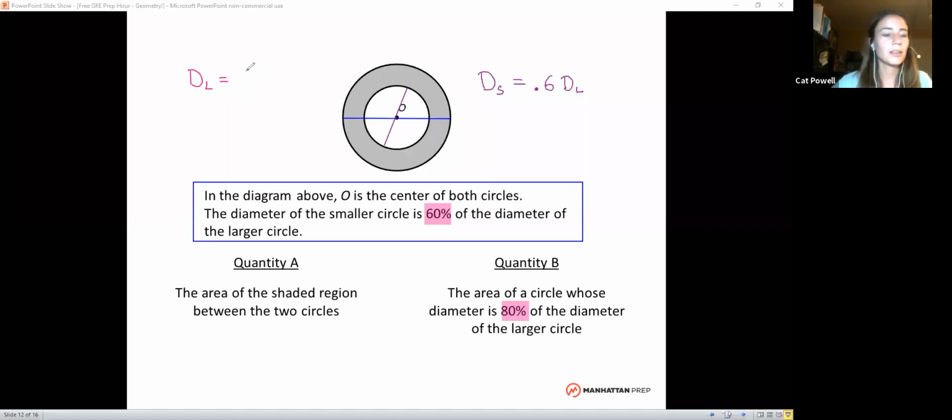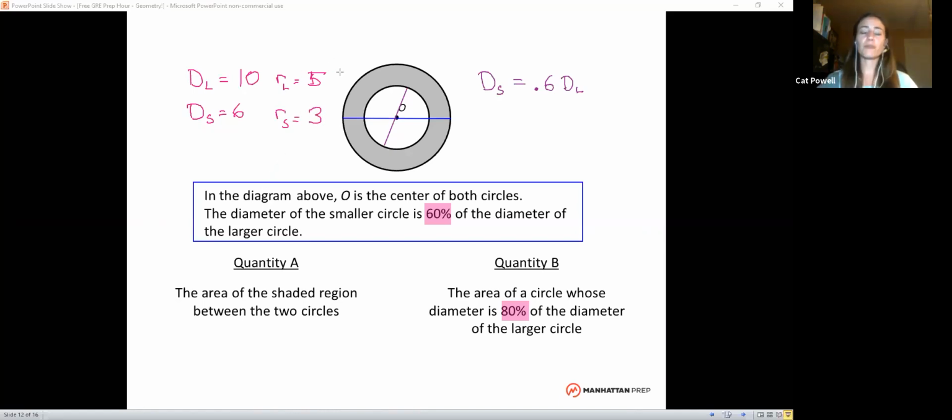Yeah, lots of people. I like 10. 100 works too, because 10 and 100 are easy to take percents of. But I like 10 because it's small. So when we're picking numbers, think about picking something that's going to be easy for you. So diameter of the large is 10. If the diameter of the large is 10, what's the diameter of the small one? Cool. And then I might also put down the radii. It's going to be 5. And that's going to be 3.